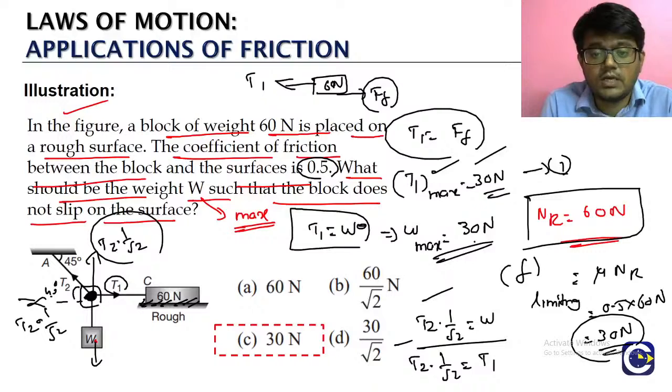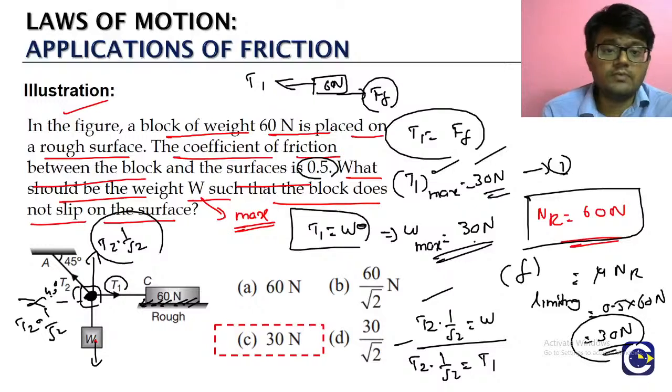So first thing is what? We have looked at the maximum allowed value for T1 by the equilibrium of the 60 Newton block. And then we went to the equilibrium of the junction. There we were able to find the relation, because we have to find the relation between T1 and W.